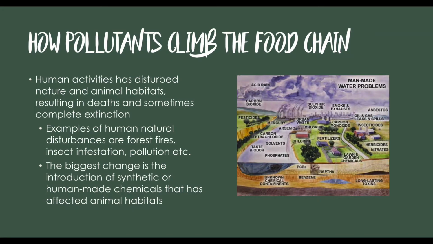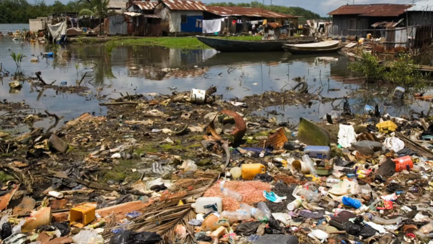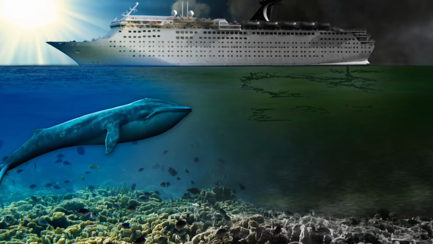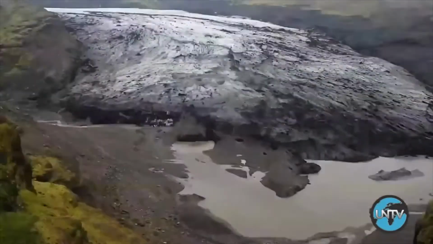How pollutants climb the food chain. Human activities have disturbed nature and animal habitats, resulting in deaths and sometimes complete extinction. Examples of human natural disturbances are forest fires, insect infestation, pollution, etc. The biggest change is the introduction of synthetic or human-made chemicals that have affected animal habitats.